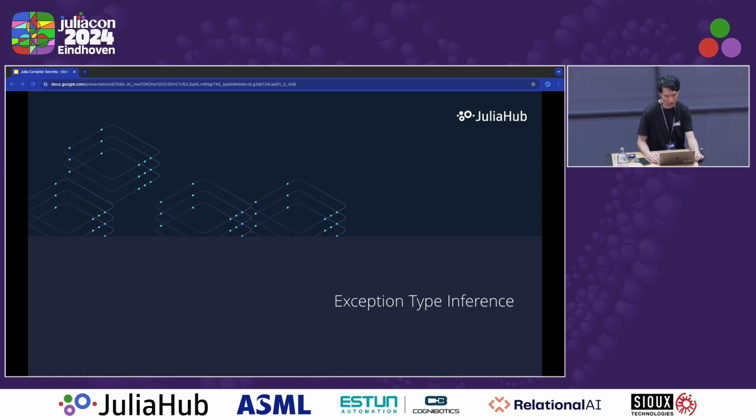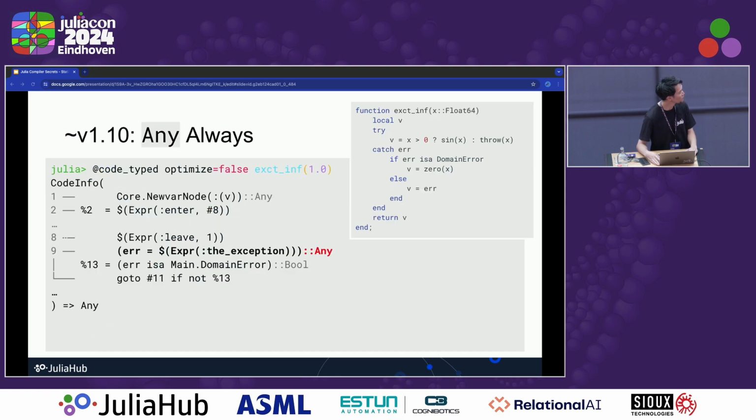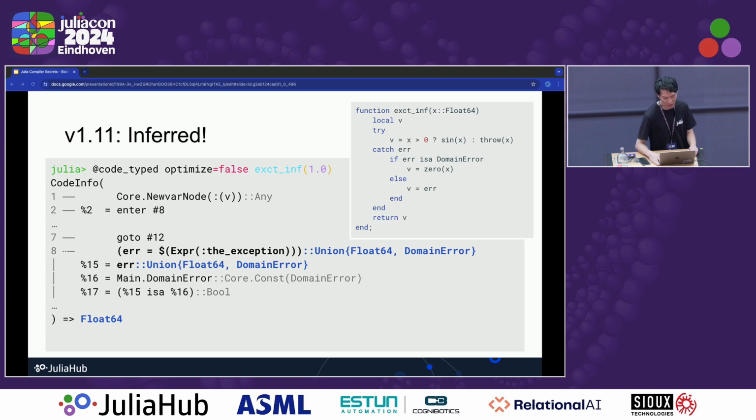Now let's move on to our very latest static analysis, which is exception type inference. From 1.11, the types of exception objects can also be inferred, and it can improve type stability within catch blocks. So consider a function like this with a try-catch block. Until 1.10, the type of the exception object was not analyzed at all, so it was always Any. But from 1.11, the type of the exception object is inferred, so the type of the error variable here is inferred to be a union of DomainError and Float64.